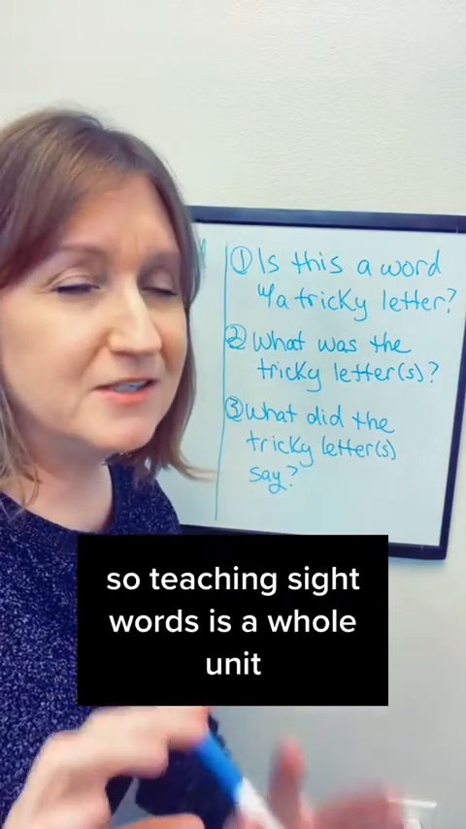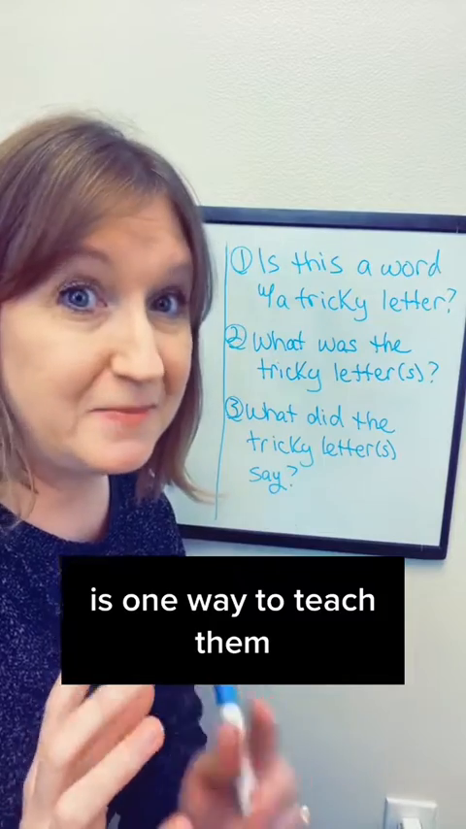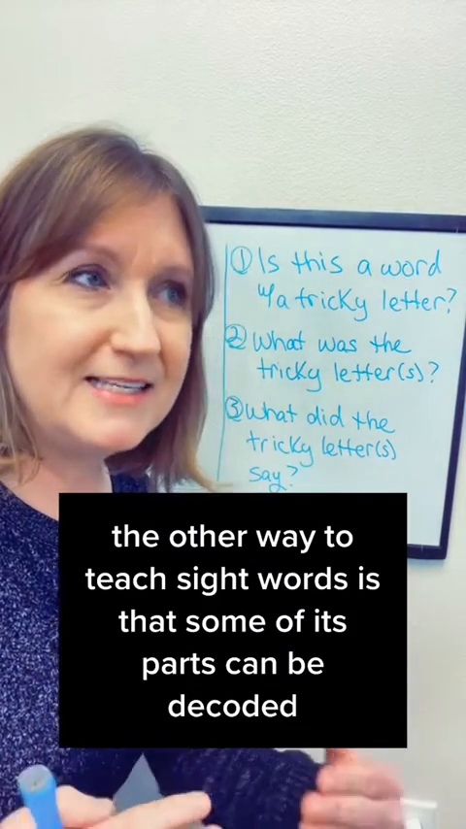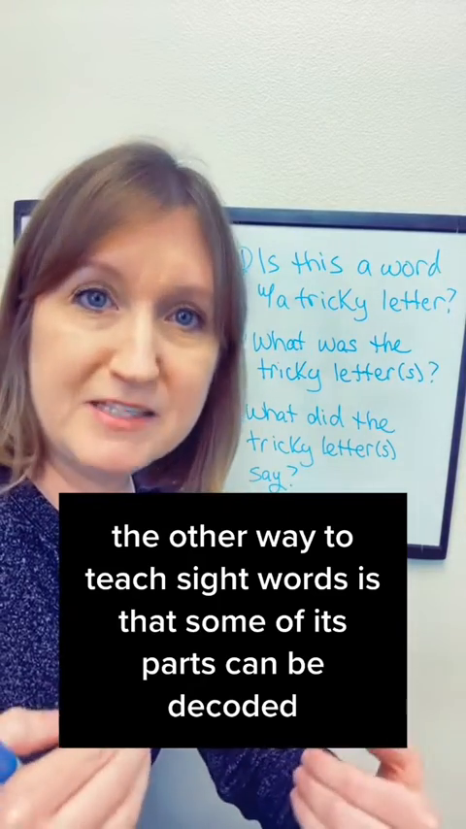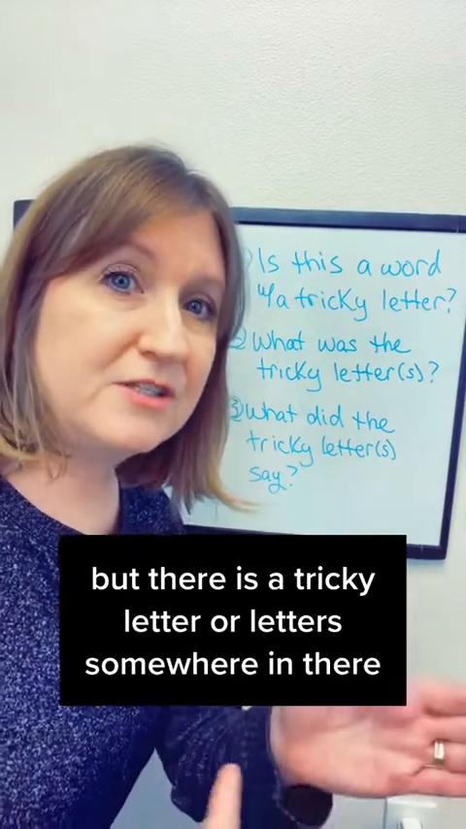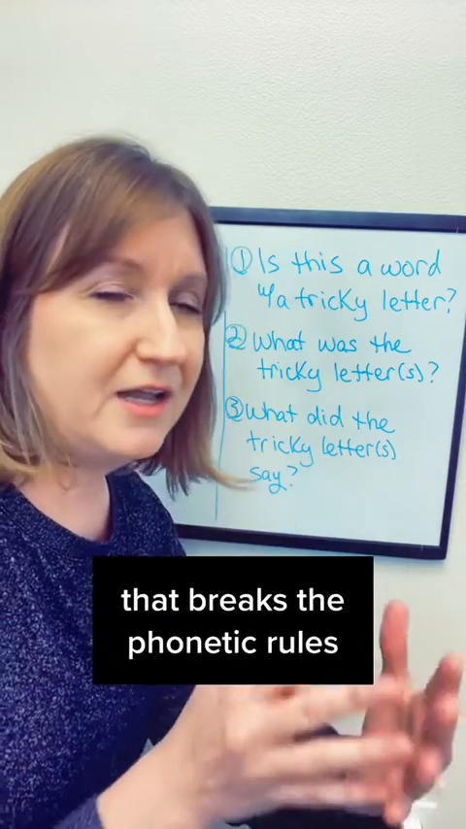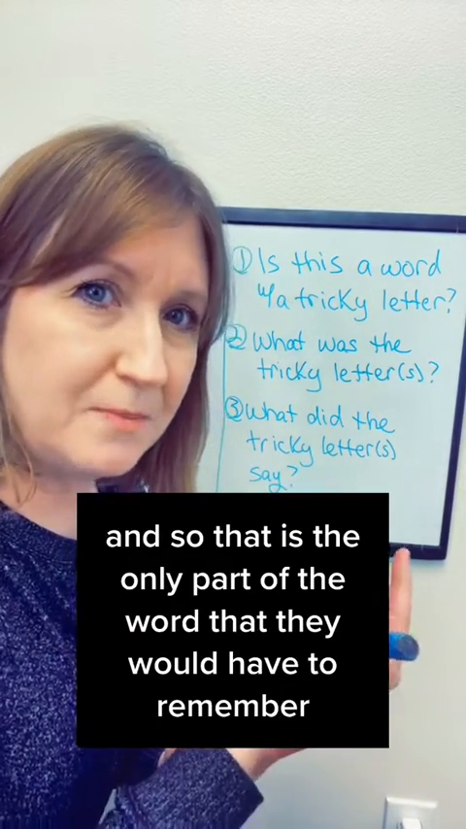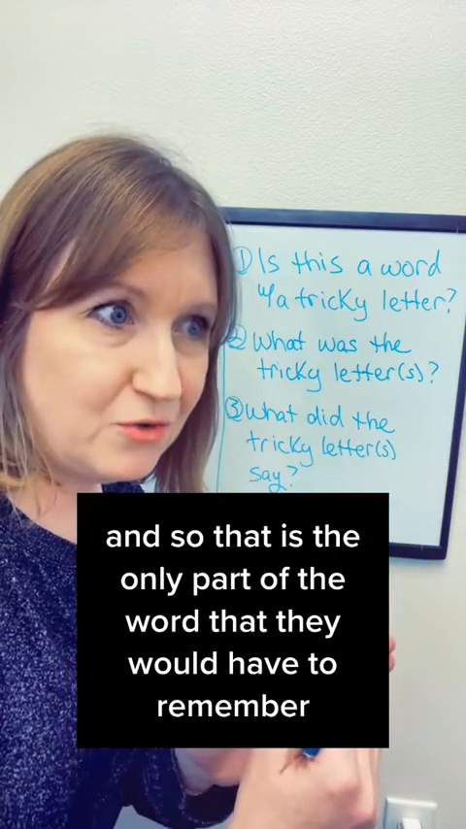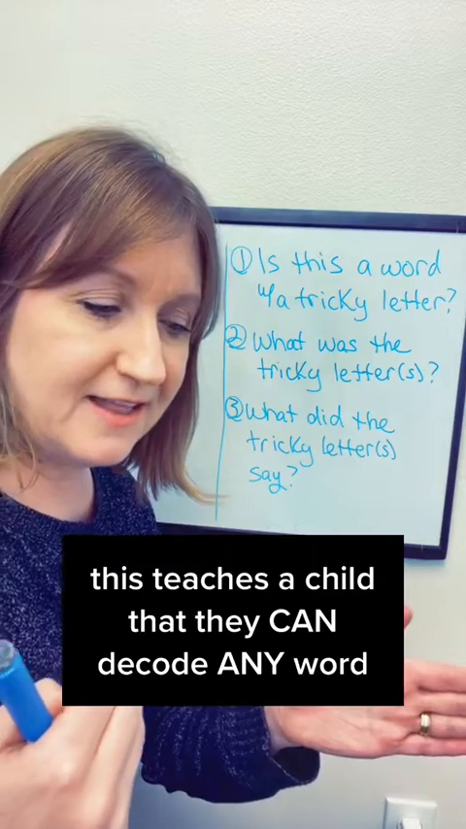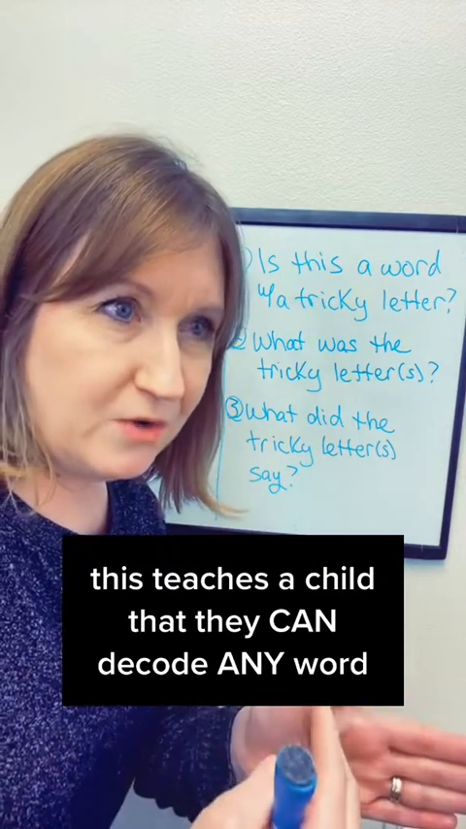So teaching sight words as a whole unit is one way to teach them. Here is the other way to teach them. The other way to teach sight words is that some of its parts can be decoded, but there is a tricky letter or letters somewhere in there that breaks the phonetic rules, and so that is the only part of the word that they would have to remember a different sound for. This teaches a child that they can decode any word.